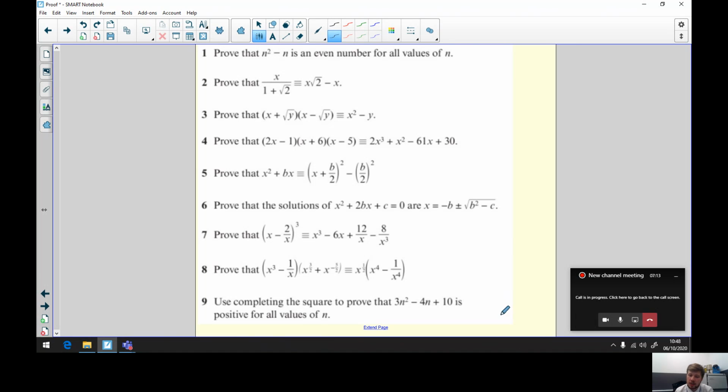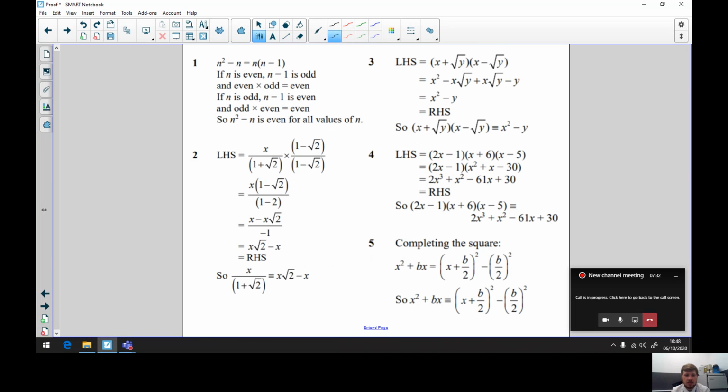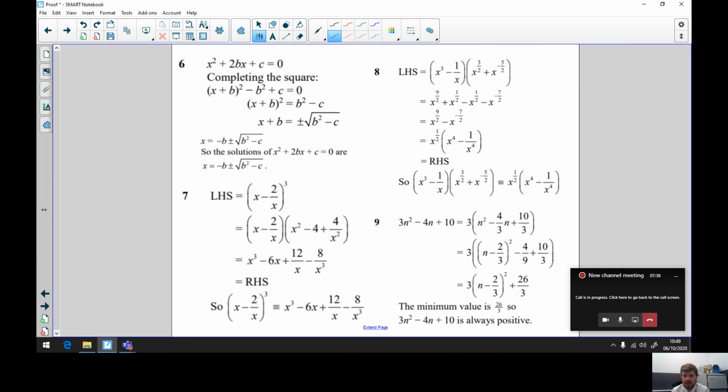Okay, I've got 9 questions here. I'd like you to pause it and have a go at these. The only thing I'll note is that for this one, I'd like you not to use the quadratic formula, and if you could complete the square, that would be great. So that would be for this question. So pause it now, have a go at these questions. Okay, and the answers: questions 1, 2, 3, 4, and 5, pause it. And questions 6, 7, 8, and 9, pause it.